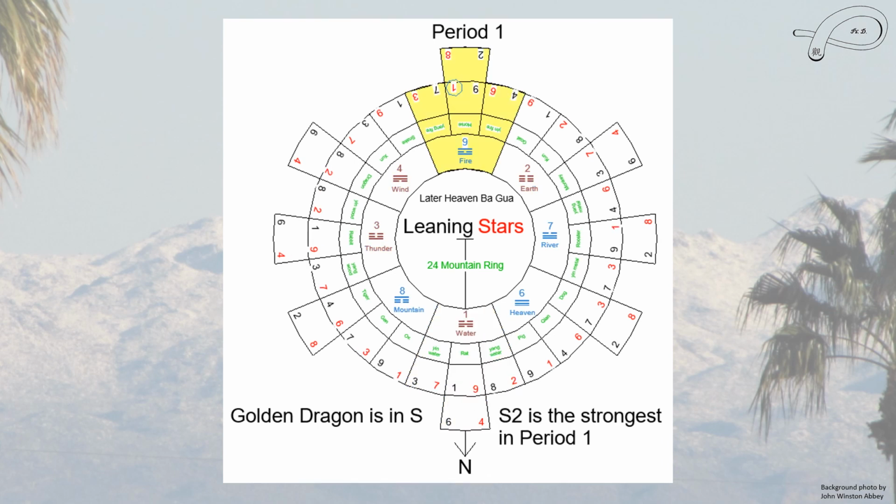Now, if we look at period 1, we have 1 here, we have 1 here, we have 1 here, and we have 1 here. Those are the 4 locations, but they only overlap in the south because that's where the golden dragon is. So in period 1, you would be putting water in south 2. And this is the way to get the biggest bang for your buck, as you might say.